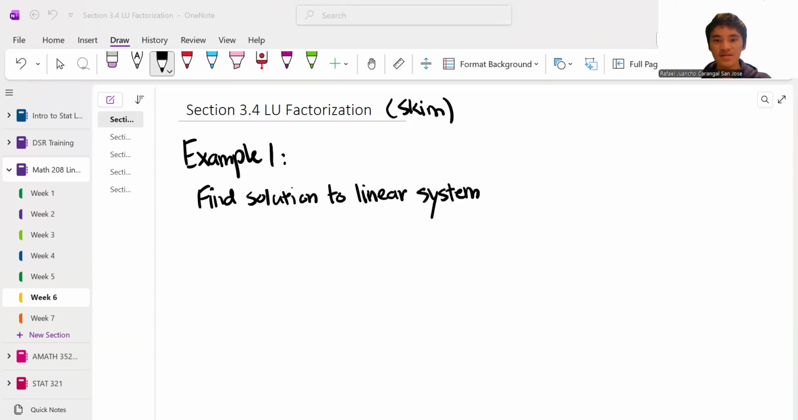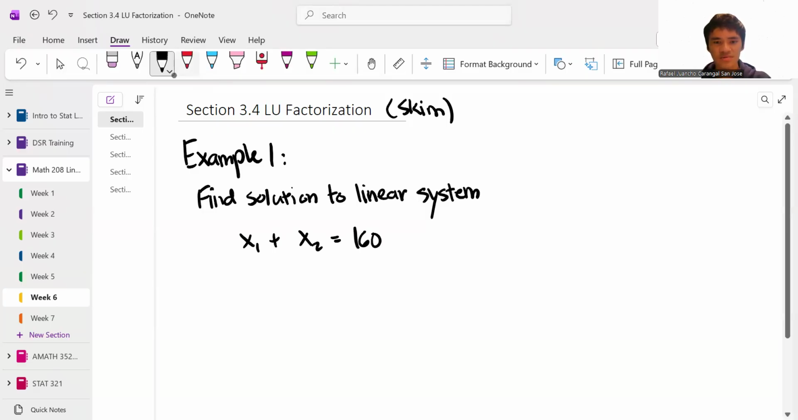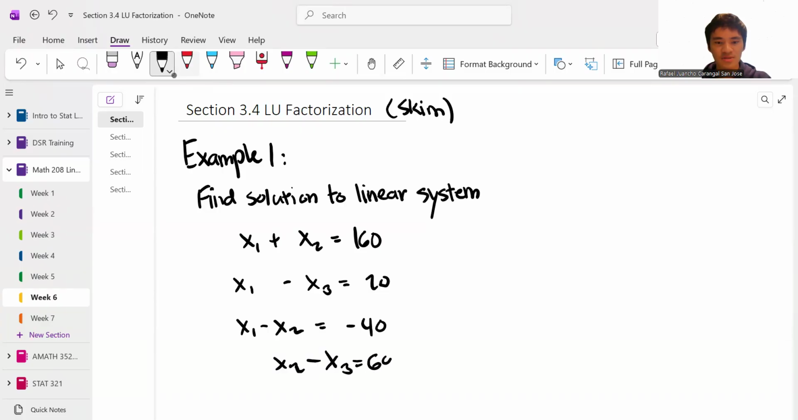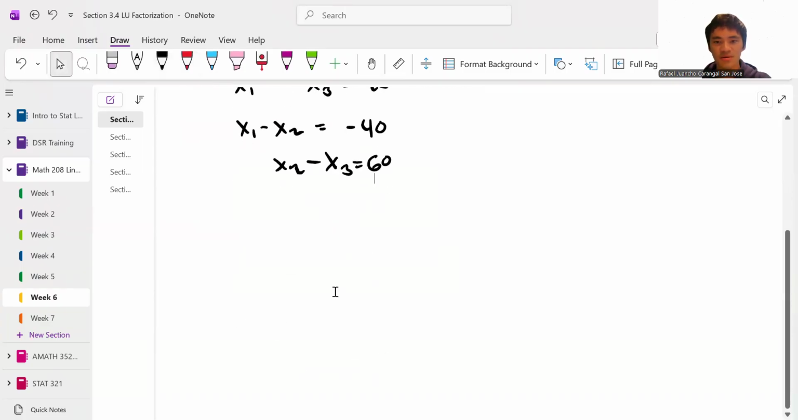So, okay, we have the linear system. I'm just going to write that out real fast. This thing is 160. Then we have x sub 1 minus x sub 3. That one is 20. Then we have x sub 1 minus x sub 2. This one is negative 40. Then x sub 2 minus x sub 3. That one is 60.